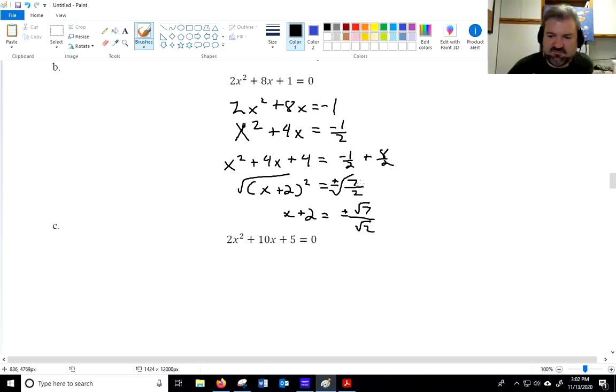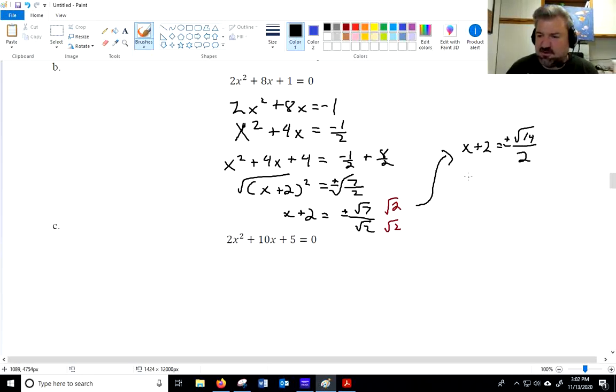Remember, when you take the square root of a fraction, you take the square root at the top, and then you take it at the bottom. I'm going to multiply by the square root of 2 on top and bottom. And I'll bring that over here. So I have x plus 2 equals plus or minus the square root of 14 over 2. Remember, that's how we rationalize our denominator. So my final work is negative 2 plus or minus the square root of 14 all over 2.